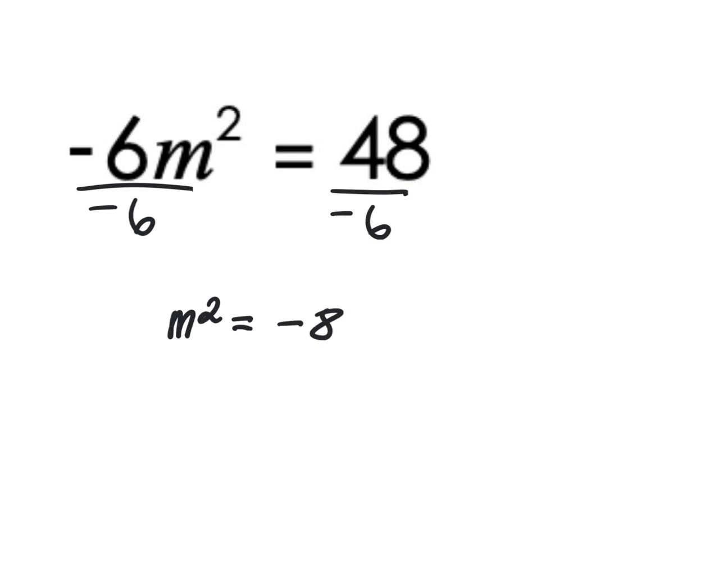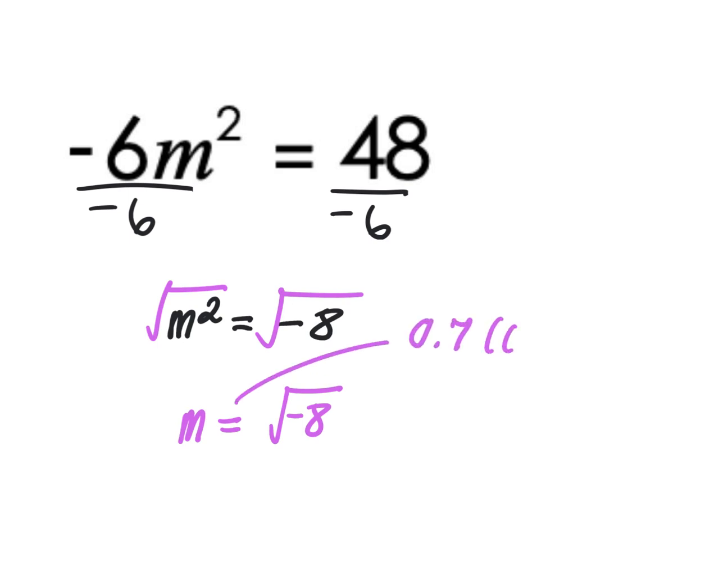So we're still going to take the square root of both sides, and we'll get m equals the square root of negative 8. But it's important to remember this is from 0.7 complex numbers, that the square root of a negative number is going to be i times the square root of that number. So we get our variable m equals i times the square root of 8.